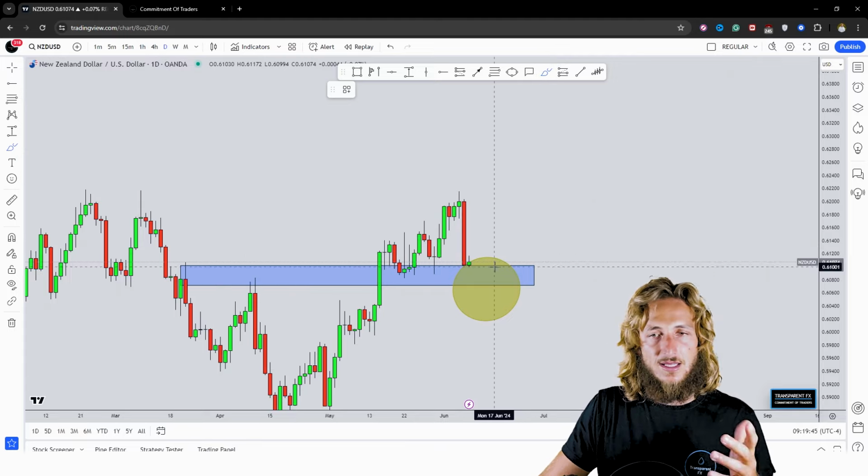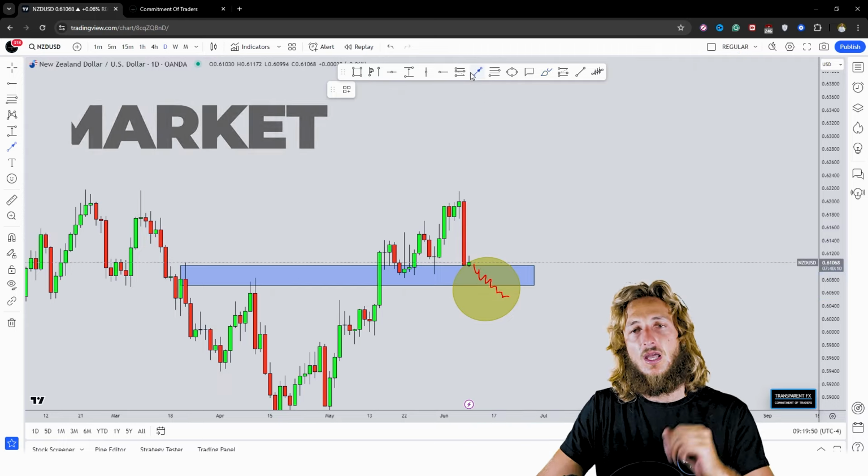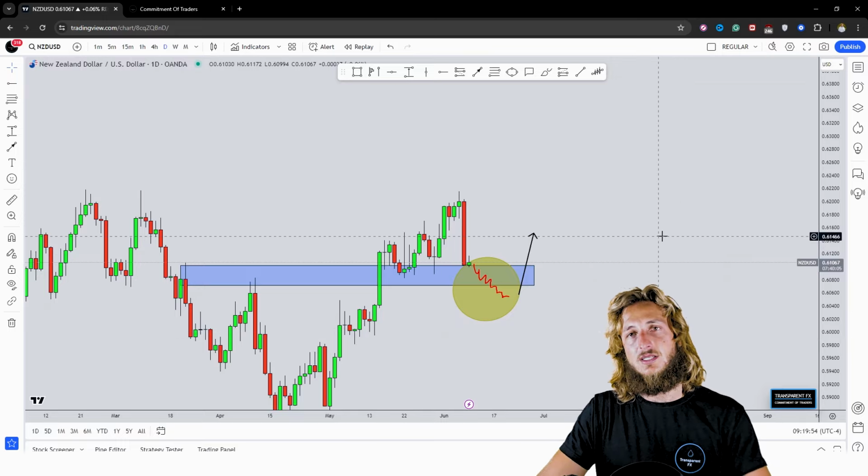Therefore, what I would expect is that if this market would shift from an intraday bearish to a bullish market at that point, I wouldn't be surprised to see a potential rejection to the upside, completing this M pattern at the neckline.